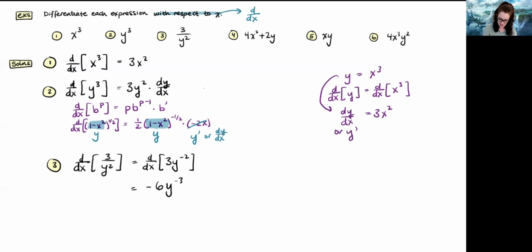But then that's only this part of the general power rule. We need to multiply by the derivative of the base, which is y in this example. And so we just have to multiply this by y prime, or I'm always going to use dy dx. I can rewrite this too. We could say this is negative 6 over y cubed times dy dx.